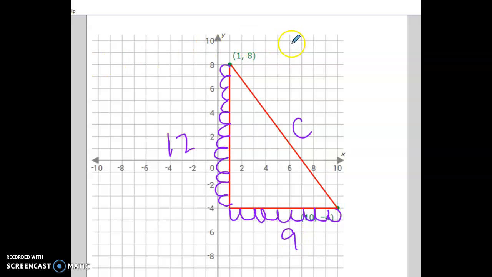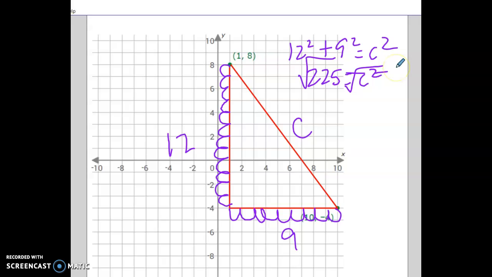So we would do 12 squared plus 9 squared equals c squared. 12 squared plus 9 squared is 225, equals c squared. The square root of 225 is 15, equals c. So my answer is 15 units.